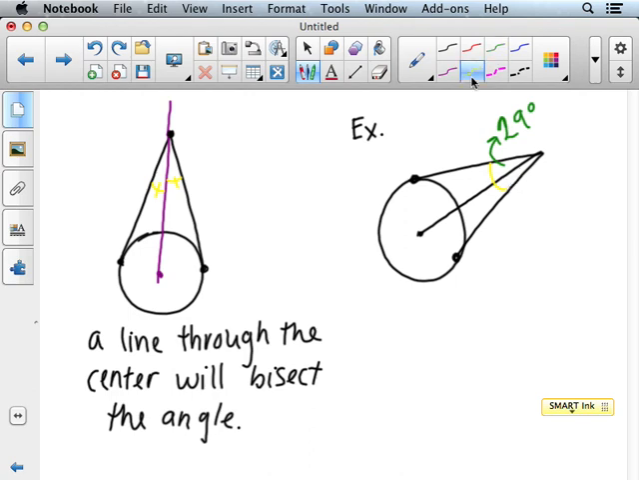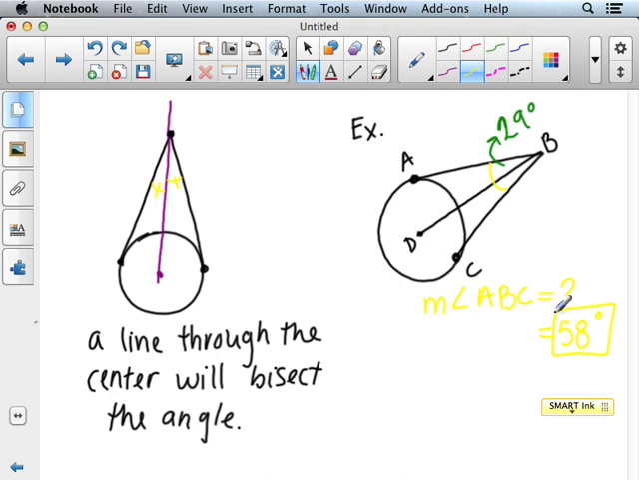Okay, well, the measure of the yellow angle, let's give these some names, A, B, C, and we'll call this D. So measure of angle ABC equals what? Well, it has to equal 2 times 29. So what's 2 times 29? 58 degrees. All right, easy peasy.